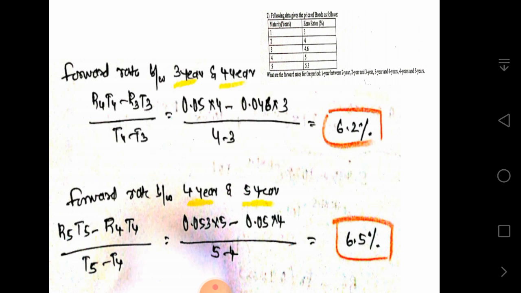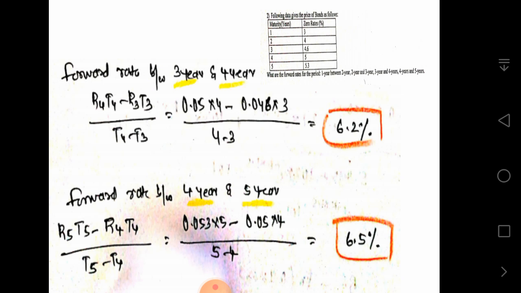The forward rate between year 3 and year 4, taking year 4 as R4 T4 minus R3 T3, divided by T4 minus T3. R4 is 0.05 into 4, minus 0.048, the third year interest rate, into 3, divided by 4 minus 3. I get 6.2% as the forward rate.